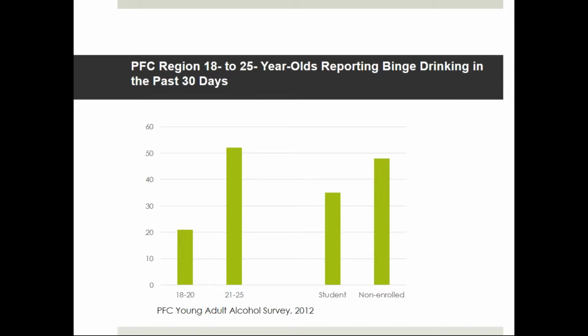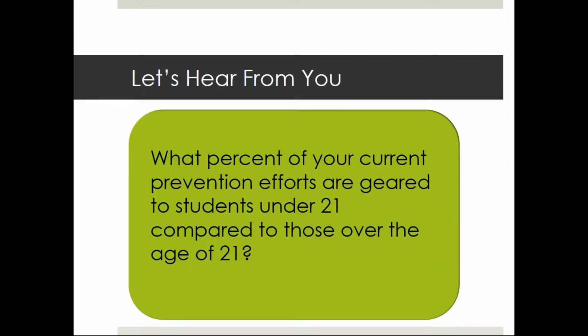So I just want to pause for a minute here and give you a chance for a little reflection. You can share your response in the chat if you'd like, but just think to yourself: what percent of your prevention efforts are focused on those under 21, compared to those of legal drinking age? Not hard and fast, but kind of your guesstimate. I can tell you that for Partnership for Change, prior to 2014, 100% of our prevention efforts were focused on underage youth.